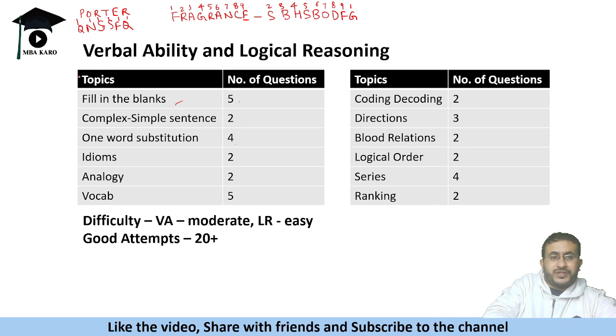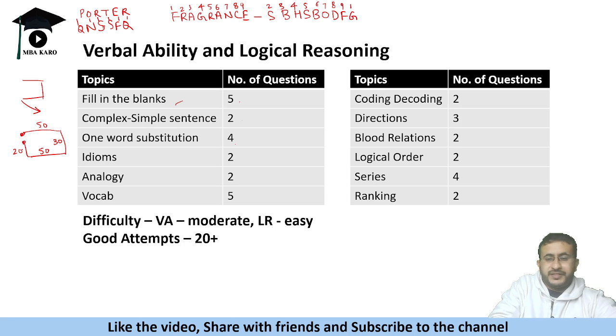Then there were three questions on directions. One was like a person was going like this, and then the direction was asked. Another one was a person going 50, 30, 50, and 20. So these were very simple questions, one could have easily attempted these. It was asked what is the distance between these two points. Then another question was a person going 20 and then 15 and then 12 and then 15.